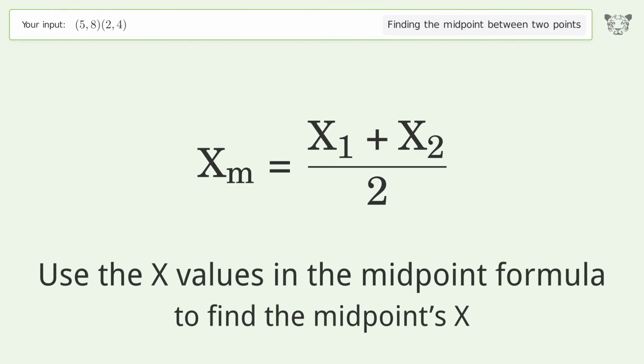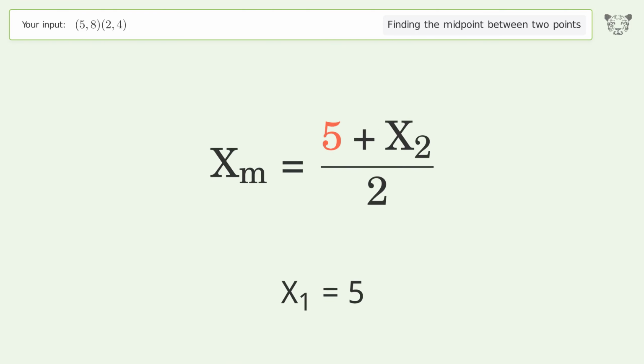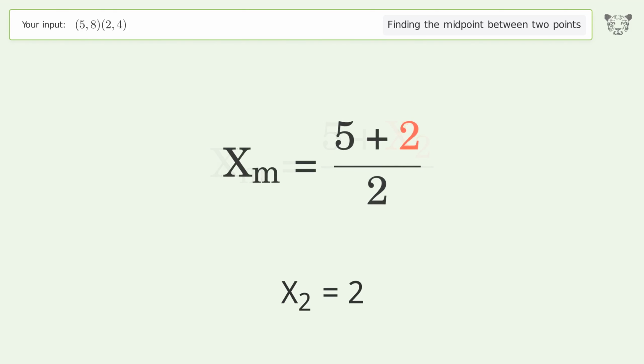Use the x values in the midpoint formula to find the midpoint's x. x1 equals 5. x2 equals 2. Simplify the arithmetic.